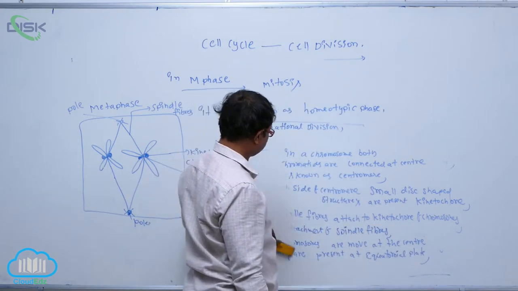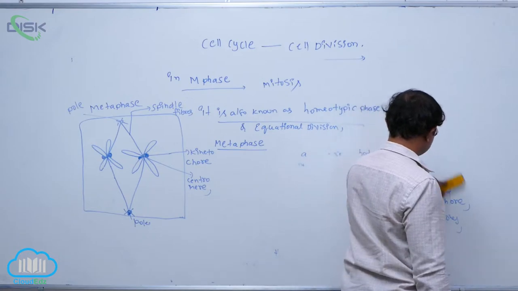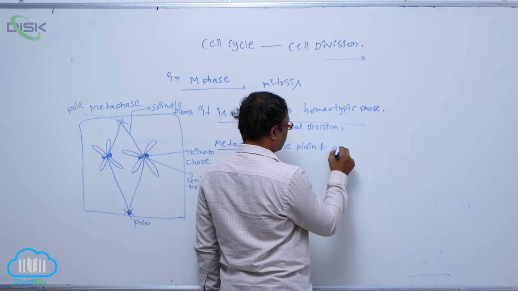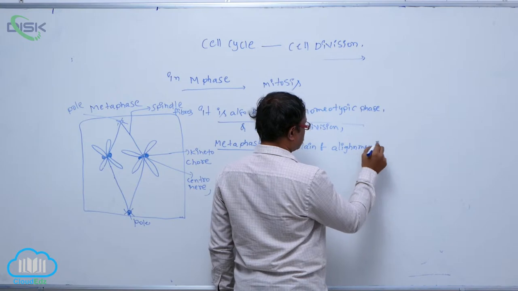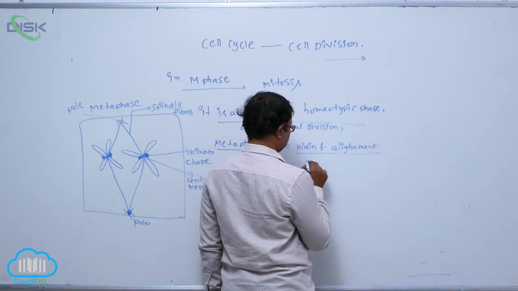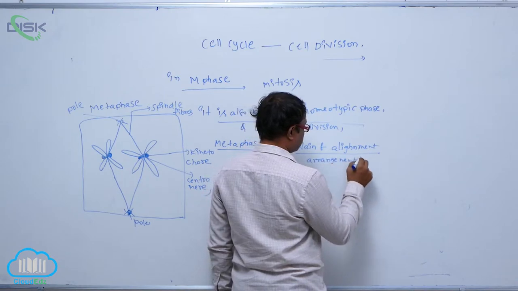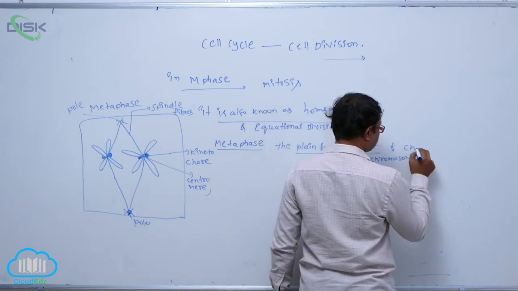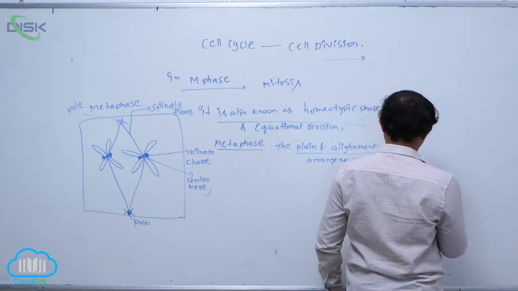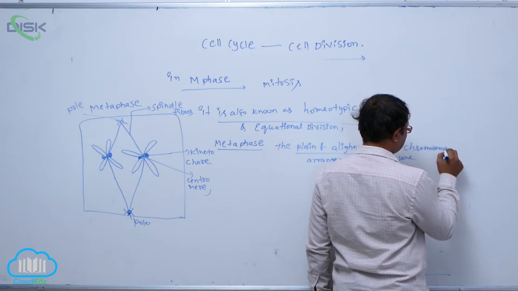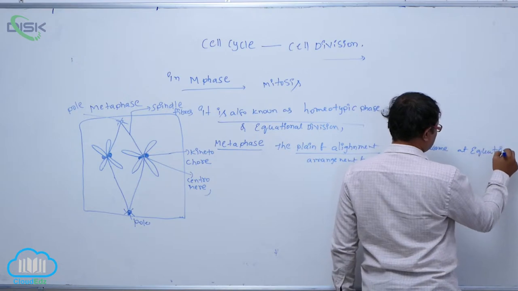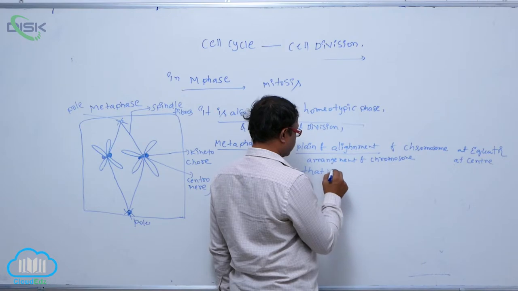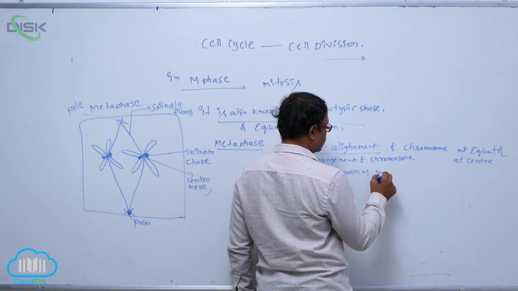The plane of alignment means the arrangement of chromosomes. That is known as the plane of alignment of chromosomes. At the equator means at the center. That is known as the metaphasic plate.